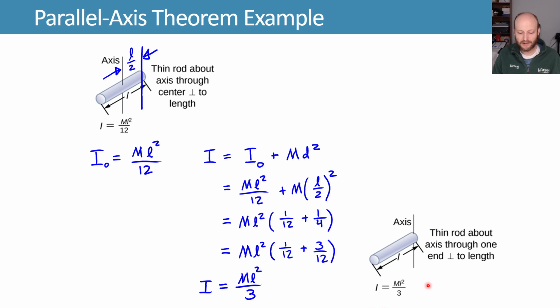And this gives us a tool to determine what if instead of at the very end, what if it were halfway to the end at a distance offset by L over 4? We could find that as well.